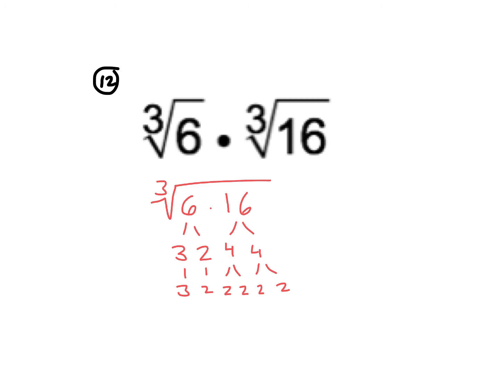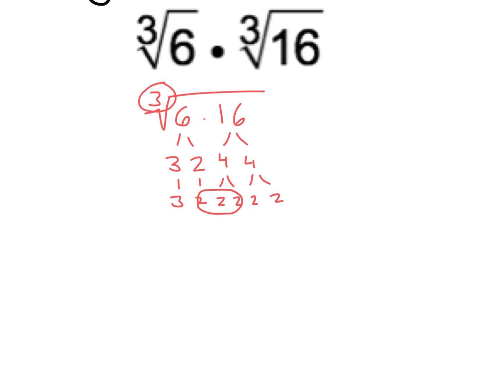So we want to circle groups of how many? Groups of 3. So we have 3 2's. Can we circle anything else? So what comes to the outside? Just a 2, and then what stays on the inside? 3 times 2 times 2, which would be 12. Perfect.